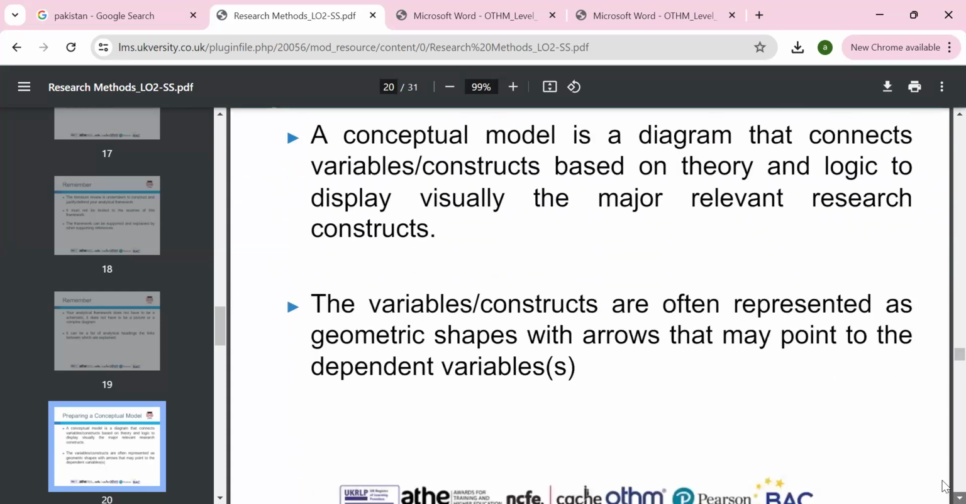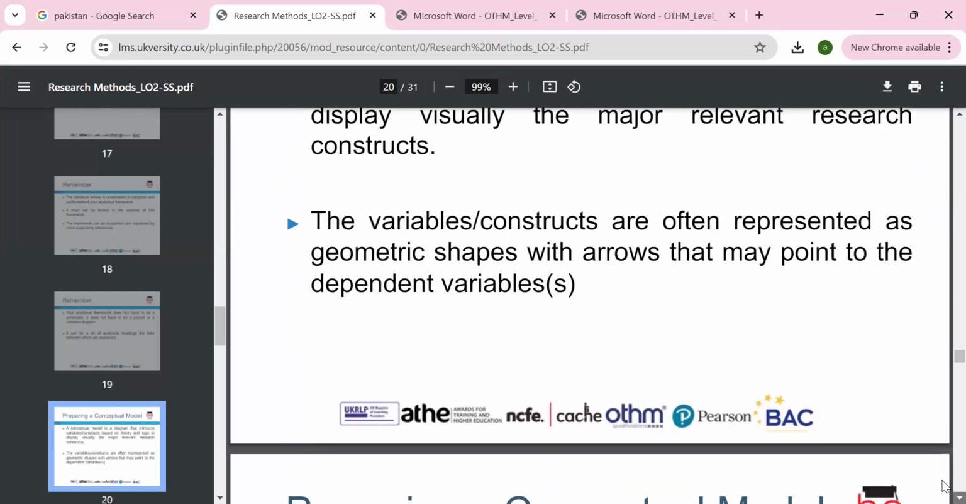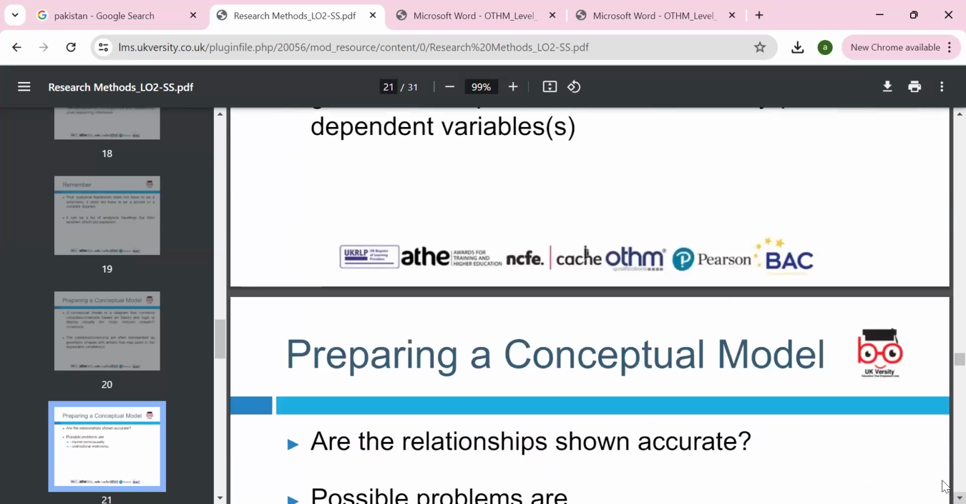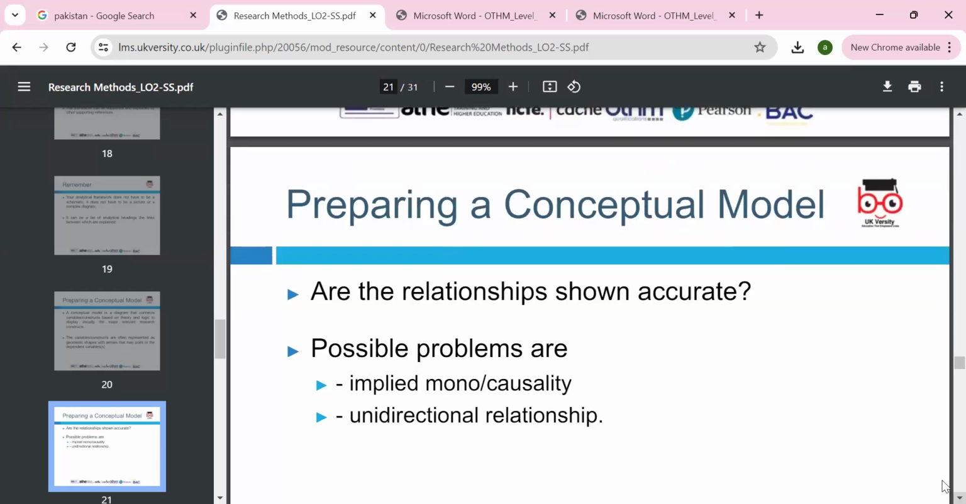The variable and construct are often represented as a geometric shape with an arrow that may point to the dependent variable. Independent and dependent variables, like ice cream sales, depend on the weather. So weather is the independent variable and sales depend on the weather. So that's where we normally use the words.